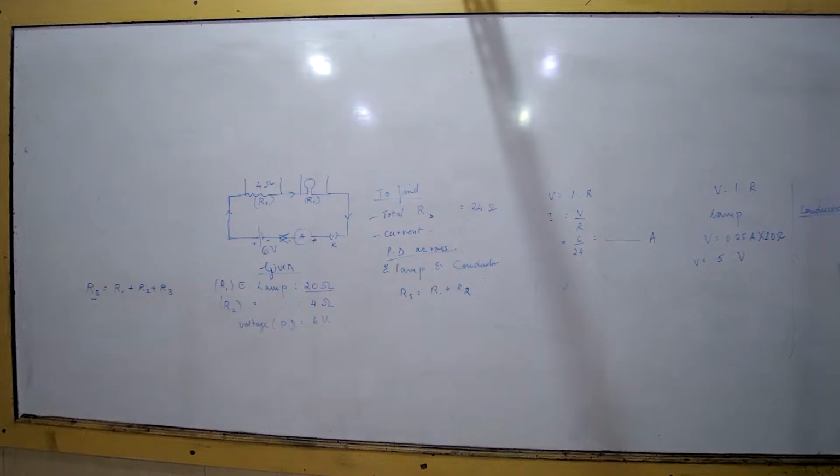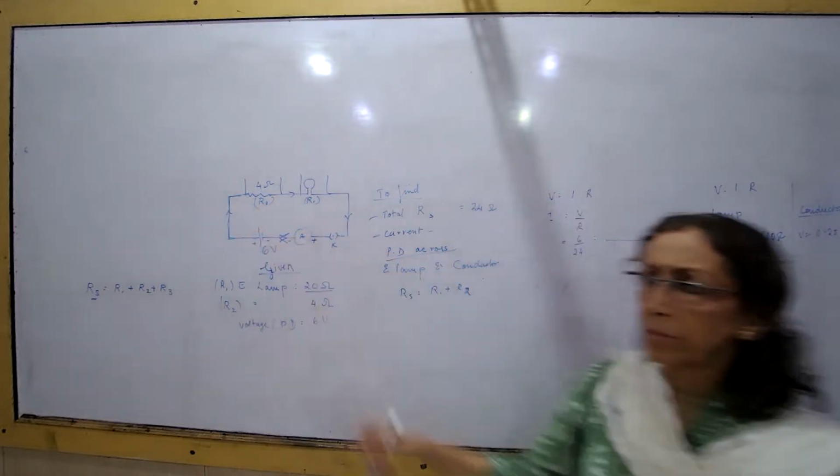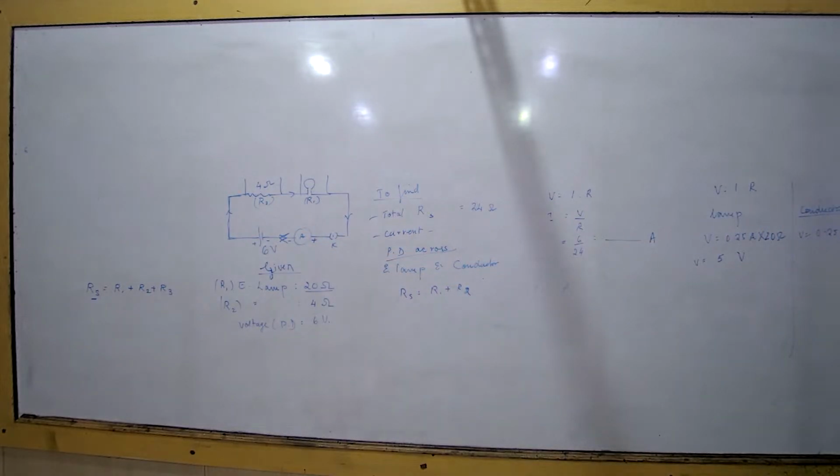Now do it for the conductor, the same thing. V is equal to 0.25 ampere times 4, here it is 4 ohm. So 4 times 0.25 is equal to 1.